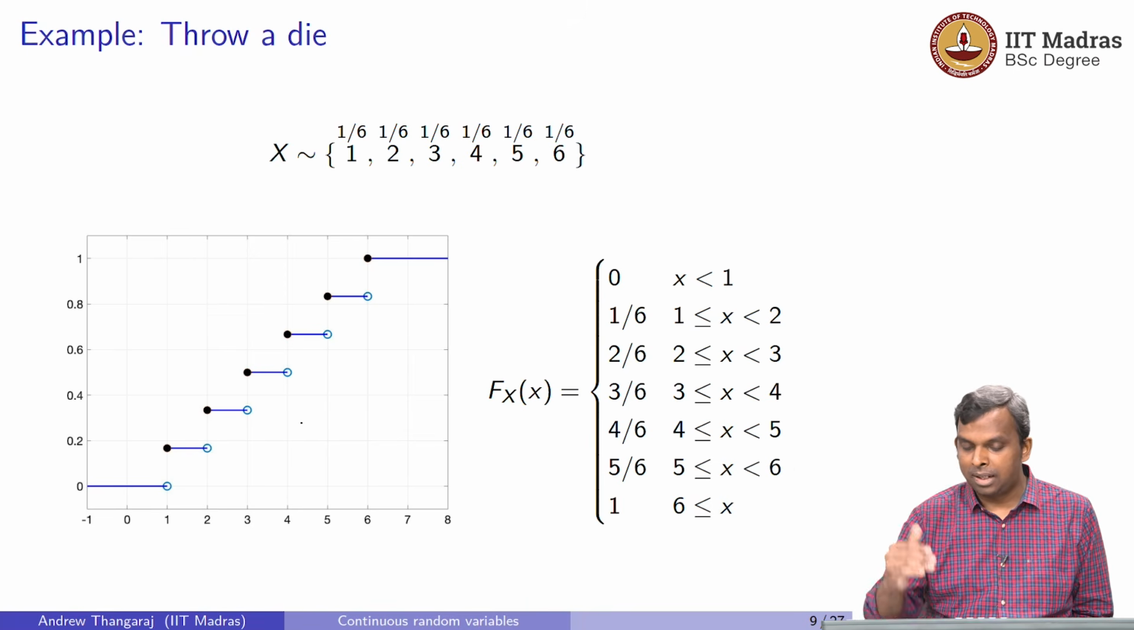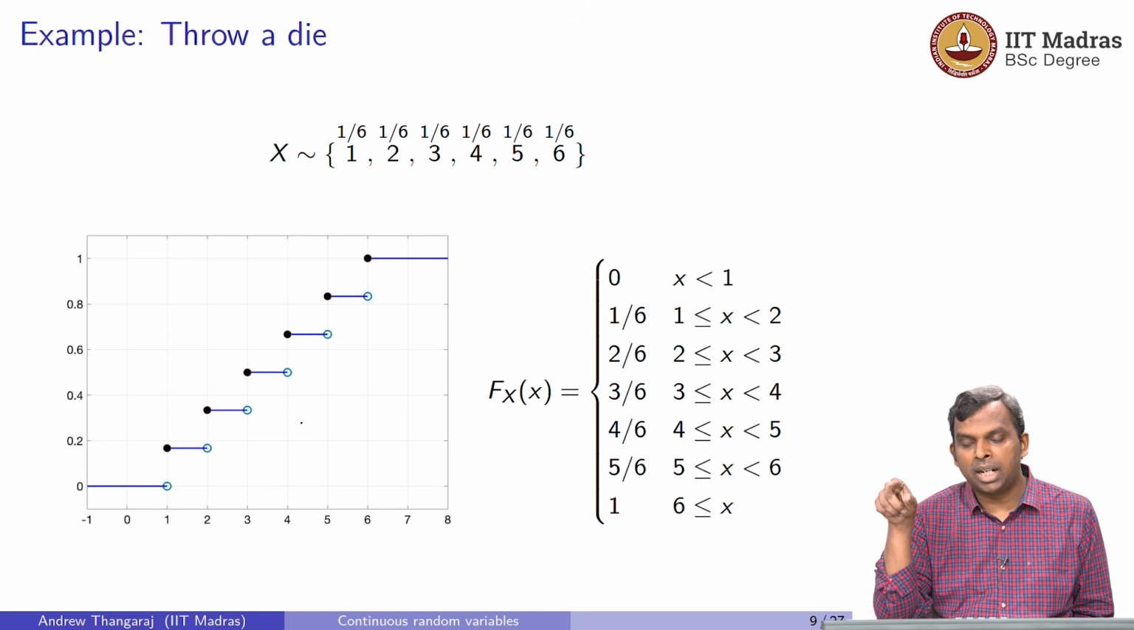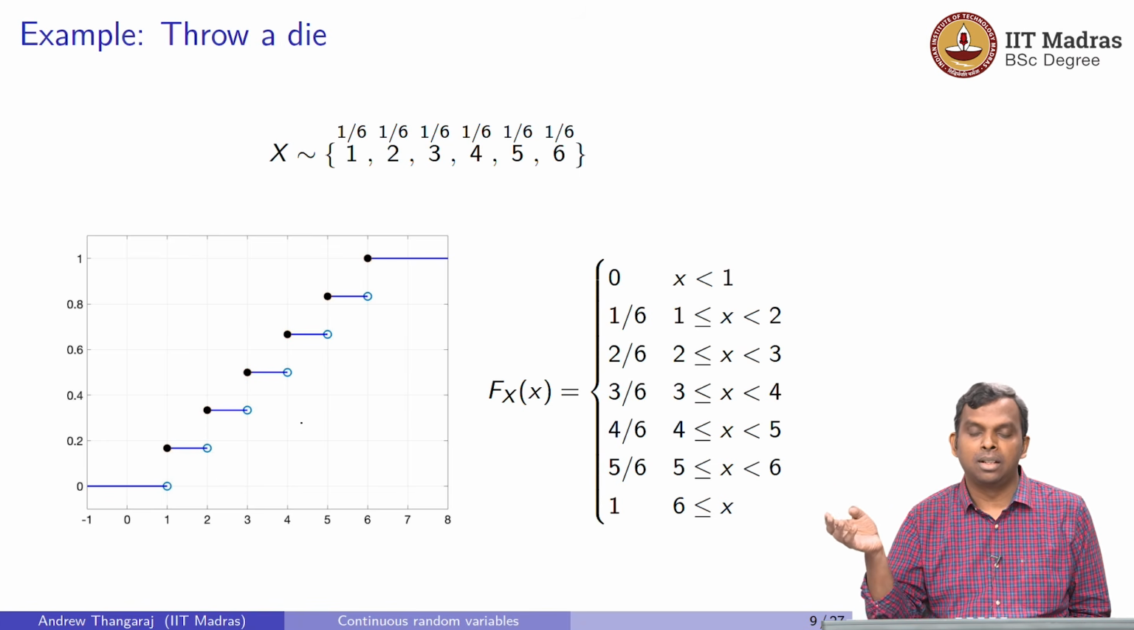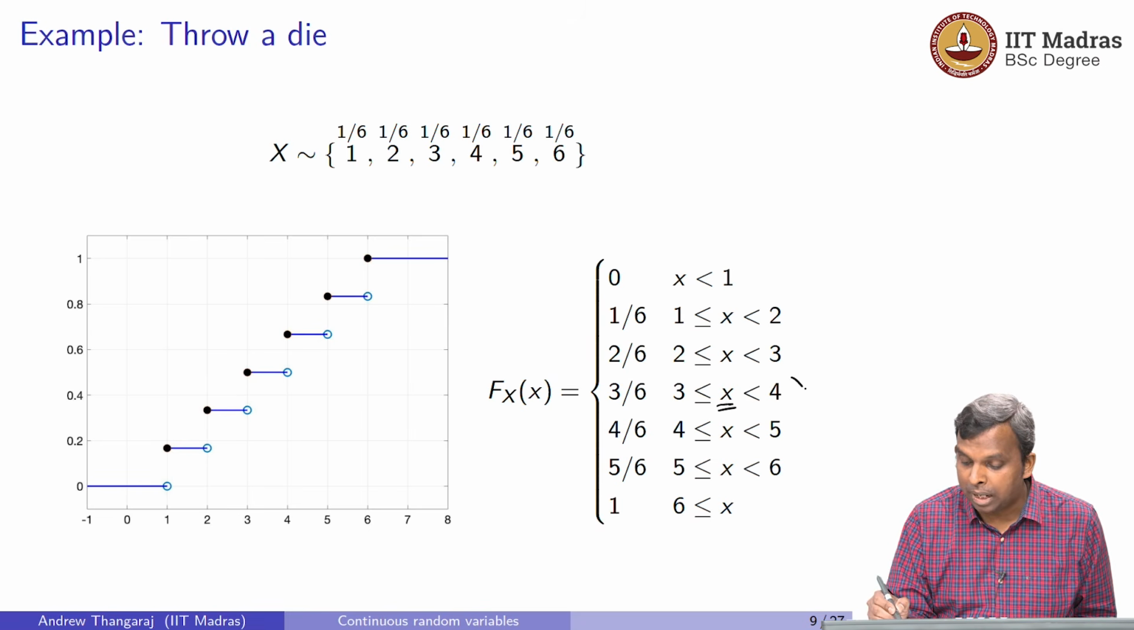So that's seen. Now if x is between 1 and 2, the probability that capital X is less than or equal to some value between 1 and 2 is the same as the probability that X takes value 1, that's 1 by 6. If x is between 2 and 3, then X could be 1 or 2, so that's 2 by 6. If small x is between 3 and 4, then capital X could be 1, 2 or 3, and that is 3 by 6. So this gives you 3 by 6.